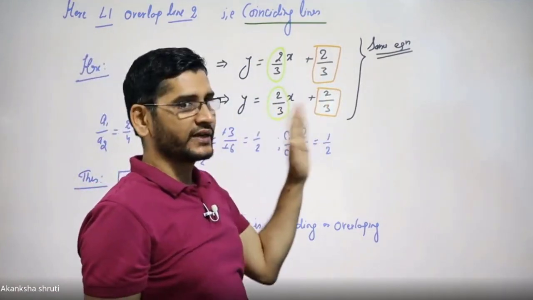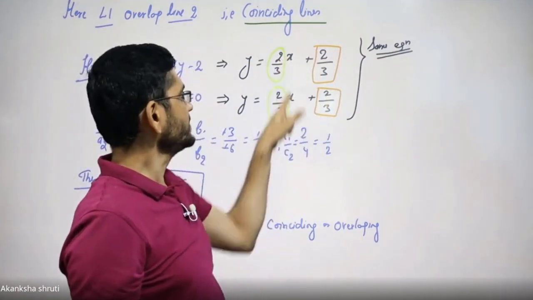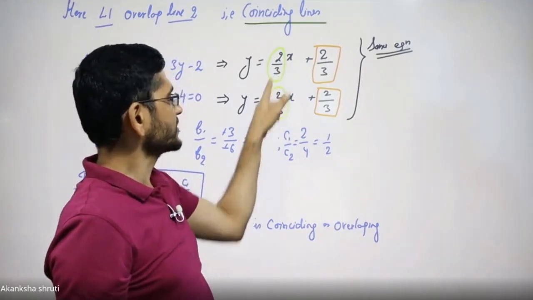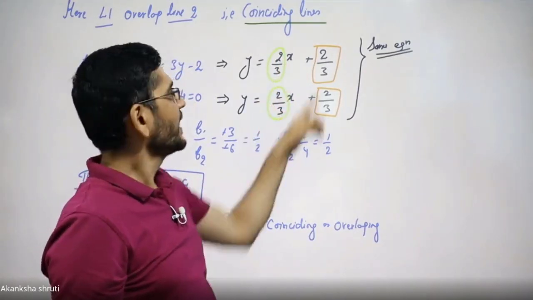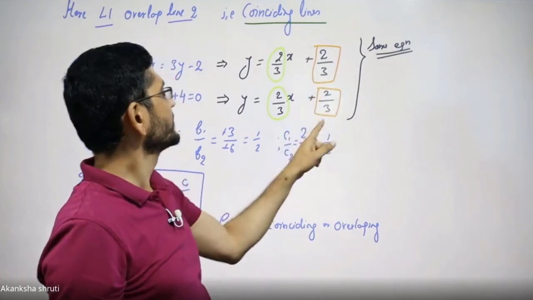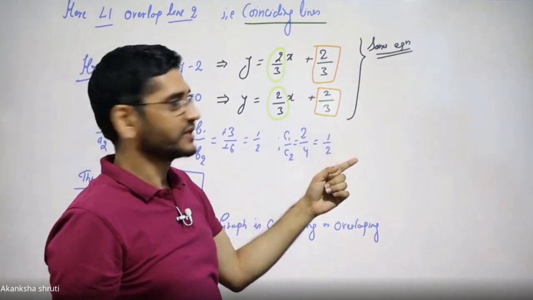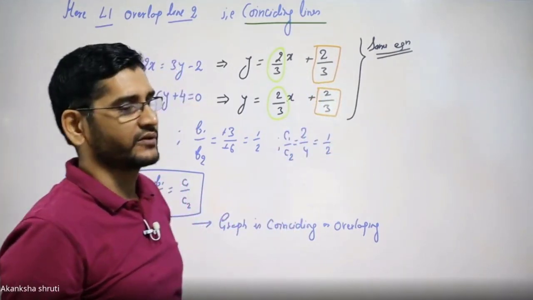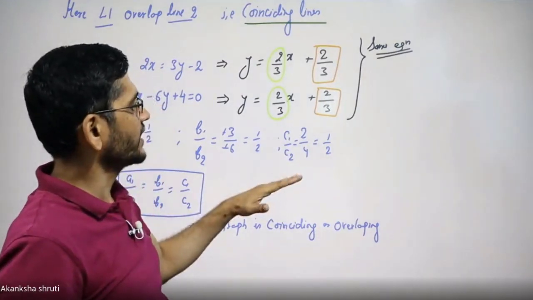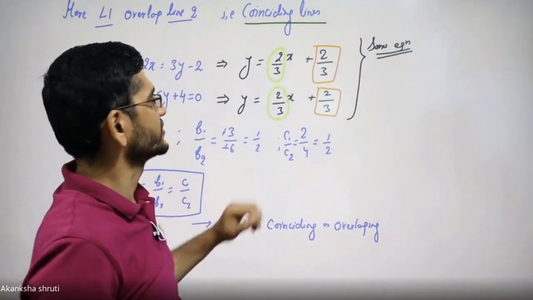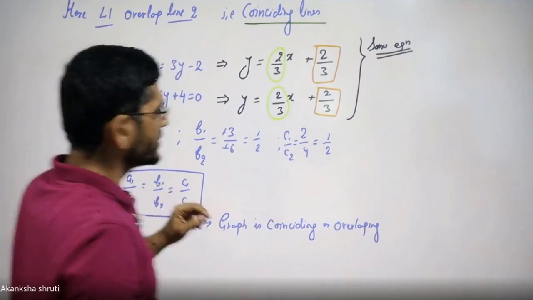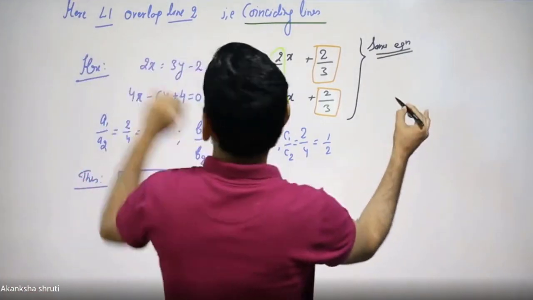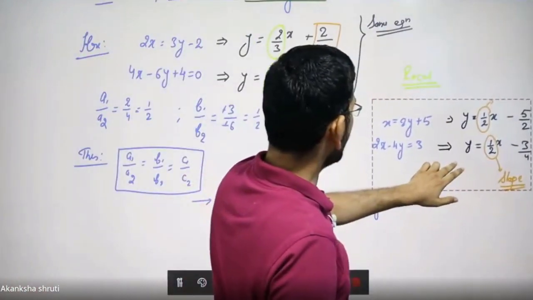We will learn in class 11 that this coefficient of x is called the slope, denoted by m, and this constant term is called the intercept. So the intercept is also equal. By that, the two lines are exactly at the same position. It is verified.